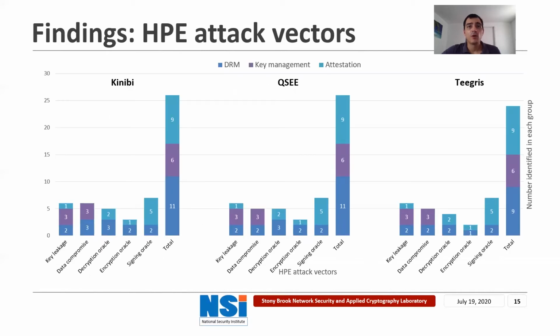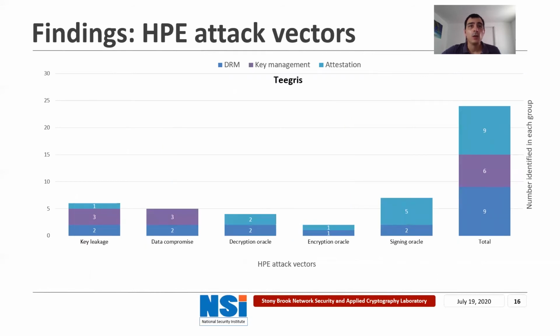Here's a glimpse of the attack vectors discovered in TAs running under each TrustZone environment. I will not go into details right now, but if we take TAs running under Teegris as an example, 6 vulnerabilities lead to key leakage, 5 to data compromise, 4 are decryption oracles, 2 encryption oracles, and 7 signing oracles. Out of this, 9 were in attestation TAs, 6 in key management, and 9 in DRM TAs.